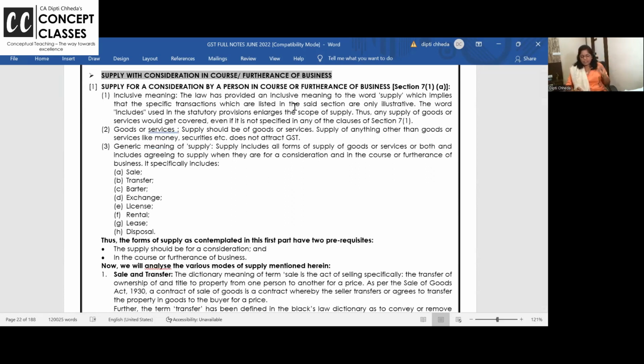Supply of goods for consideration in course of furtherance of business. So now supply includes all forms of supply of goods or services, and for consideration in course of furtherance of business, in form of sale, transfer, barter, exchange, license, rental, lease and disposal. मैम गुड सेल किए तो होता, बट कैसे गुड सेल करोगे? ट्रांसफर भी कर सकते हो, जो भी है we will see now.